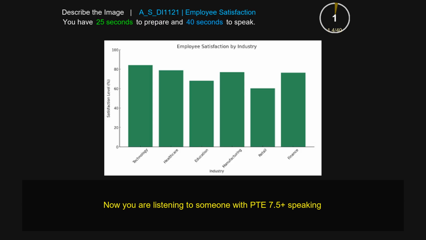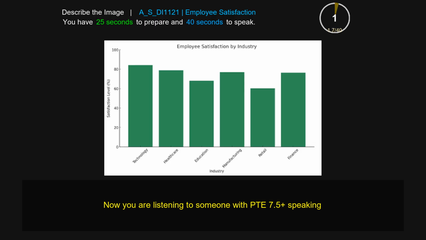This bar graph presents information about employee satisfaction by industry. From the x-axis, you can see industries such as technology, healthcare, education, manufacturing, retail, and finance, while on the y-axis, you can see the satisfaction level from 0 to 100. The highest percentage belongs to technology with 82%, followed by manufacturing with 80%, and then the lowest is in retail, which is 60%. Overall, this shows employee satisfaction by industry.